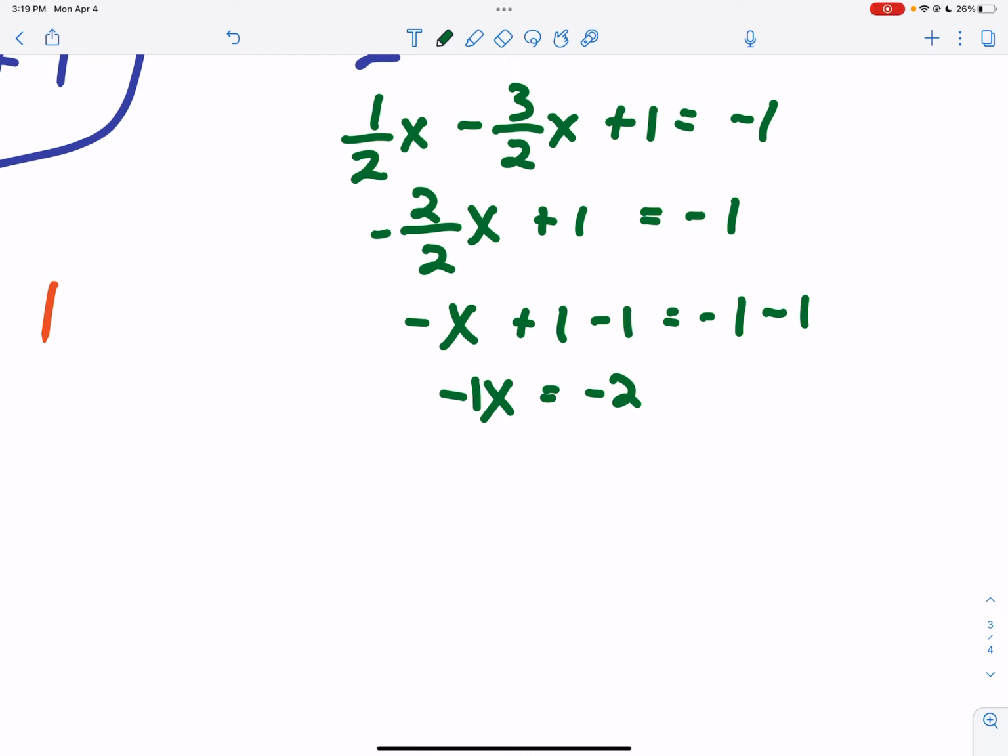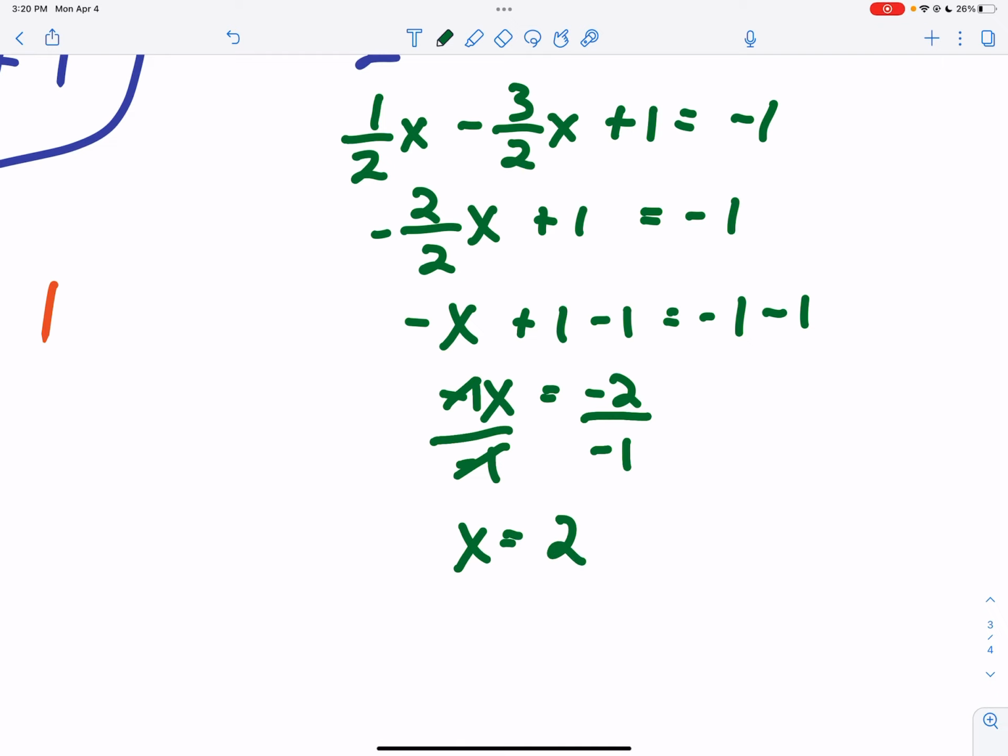I like doing the division part because it doesn't hide what we're doing, and students often pattern match that and mess that up when it comes down to another number. So this negative 1 cancels with this negative 1. You're left with x equals negative 2 over negative 1, which is positive 2.